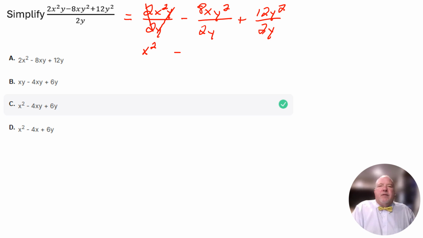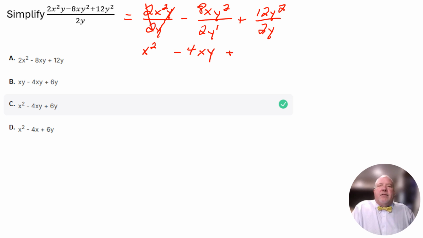And then I move to the next one. I've got 8 divided by 2, so 8 divided by 2 is 4. The x I can't do anything with, so it's going to just stay there. And for the y's, what you want to do is subtract the exponents. So a power divided by a power, if they have the same base, which is y, you subtract the exponent. So we have 2 minus 1 is 1. So that's y to the first. You don't need to write the exponent of 1. You can just leave it like that.